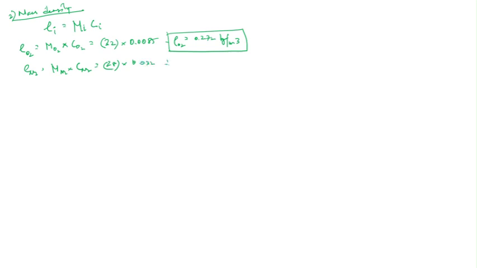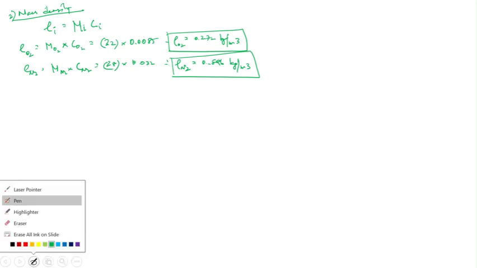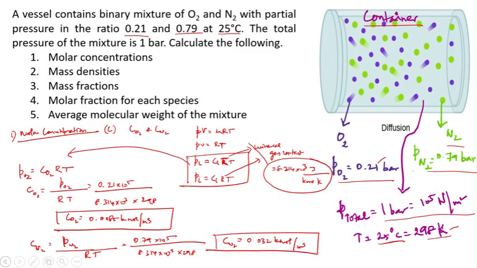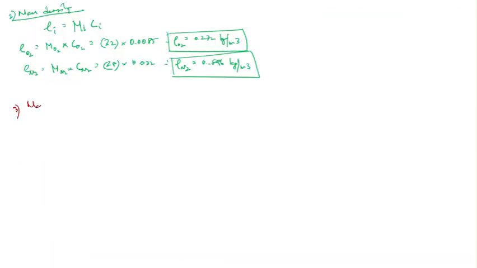From that, you are getting the value that rho of N2 is equal to 0.896 kilogram per meter cube. You are finding both the densities of oxygen and nitrogen. Then the third parameter you are going to find is the mass fractions.